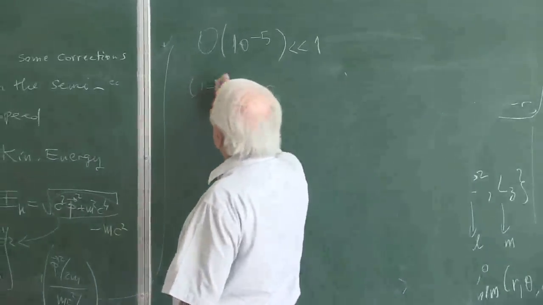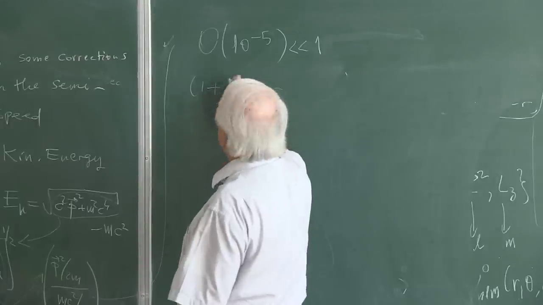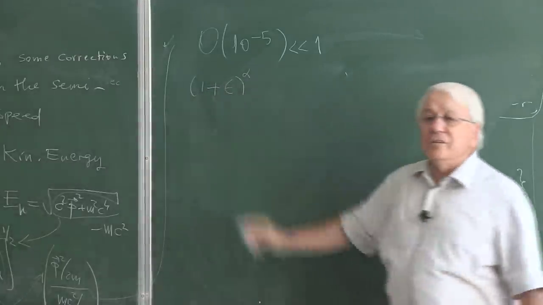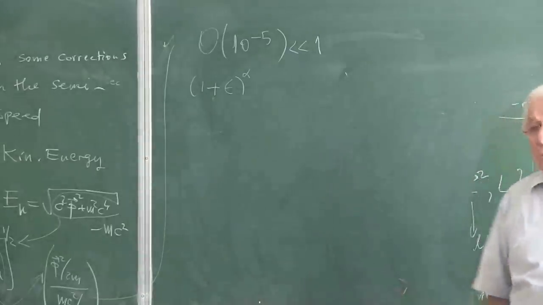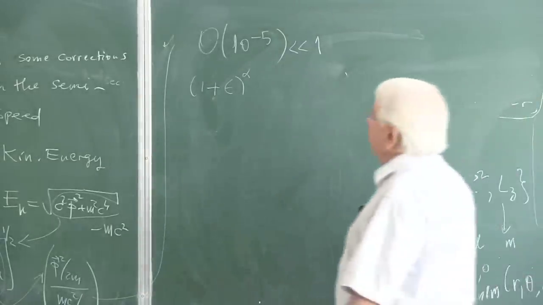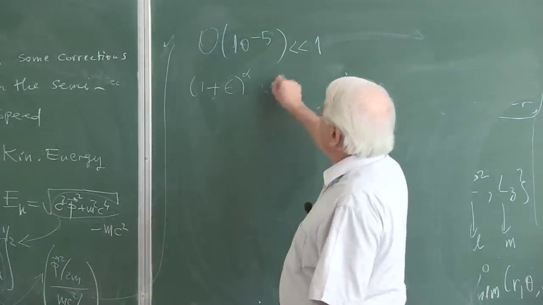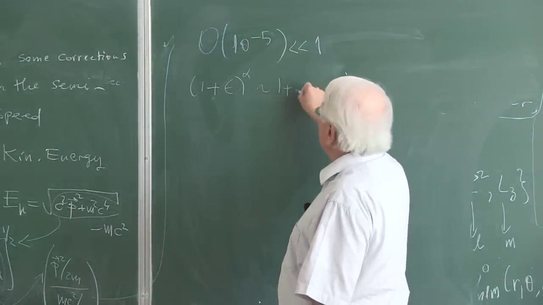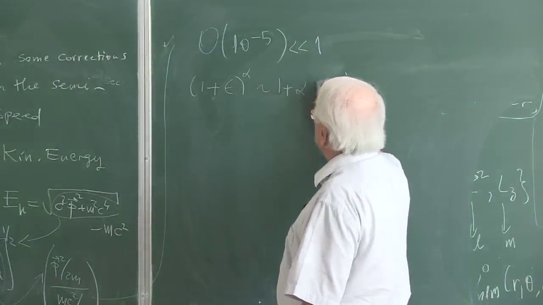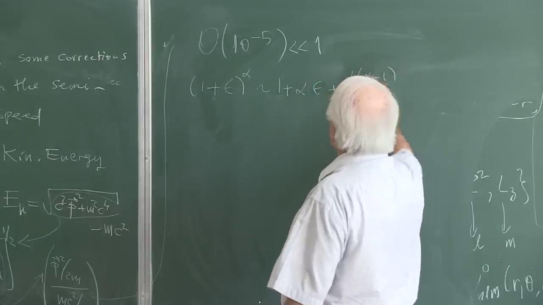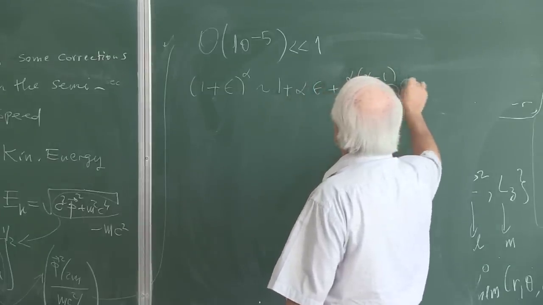The typical binomial expansion I'm going to use in here is of the following form. Epsilon I use as a notation to indicate that it's a small number, and alpha is a fraction, it could even be a fraction. So how does it go? It goes like 1 plus alpha times epsilon plus alpha times alpha minus 1 divided by 2 factorial epsilon squared, etc.